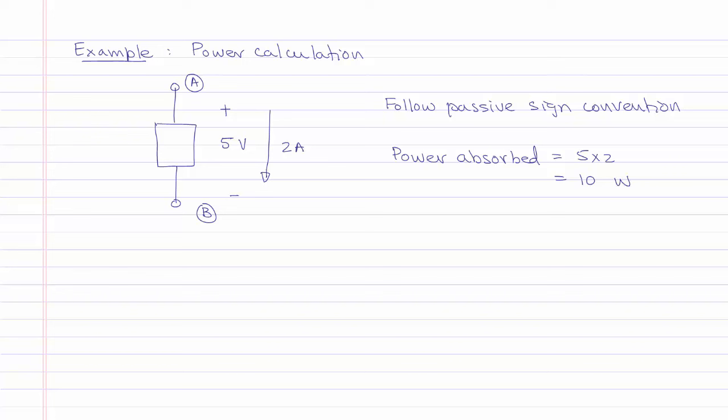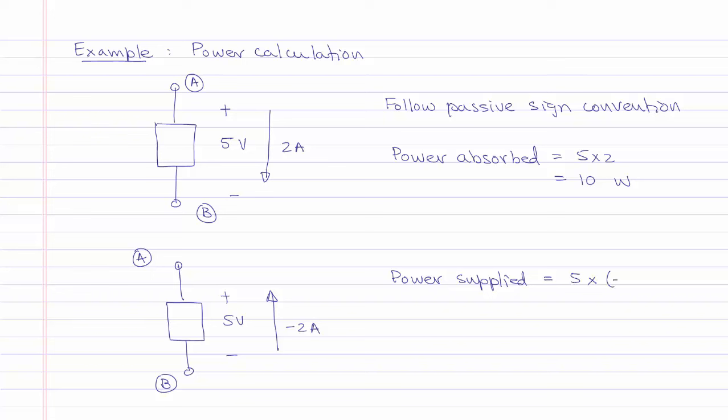We can show the same element and draw the current and voltage in a different direction. We will keep the voltage polarity the same, and it is 5 volts. The direction of current will be changed, and the current will now become minus 2 amperes. Since this voltage and current do not follow the passive sign convention, the power supplied will be equal to the product of the voltage and current. In this case, 5 volts multiplied by minus 2 amperes, which is equal to minus 10 watts.